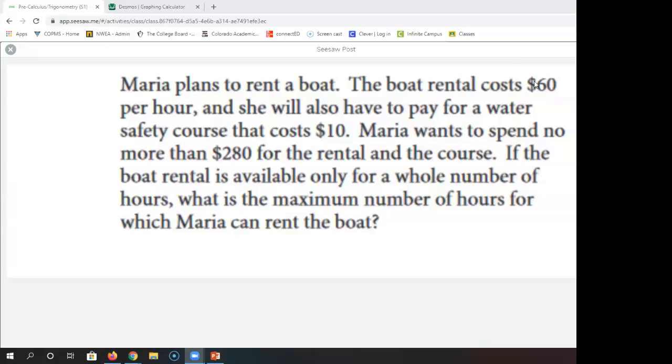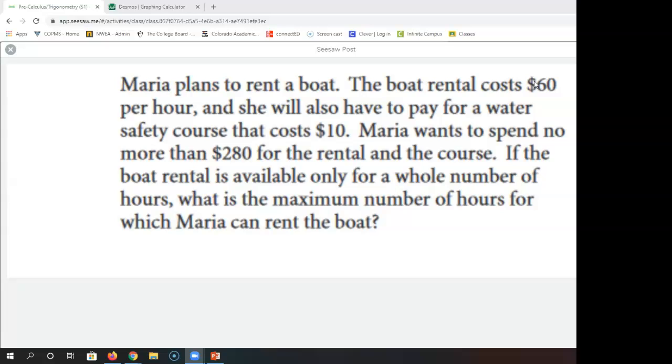The bell work says Maria plans to rent a boat. The boat rental costs $60 per hour. She will also have to pay for a water safety course that costs $10. Maria wants to spend no more than $280 for the rental and the course. If the boat rental is available only for a whole number of hours, what is the maximum number of hours for which Maria can rent the boat?